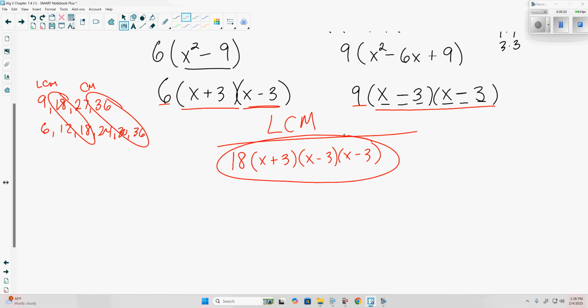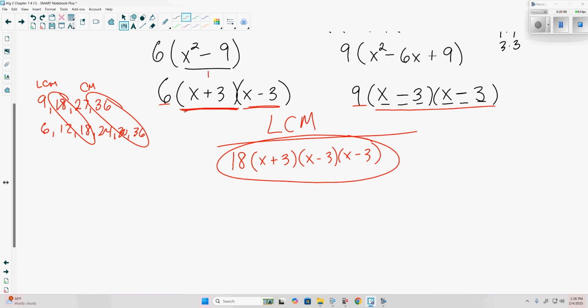Questions on how we got the 18? So 6 and 9, the first number that we can turn both 6 and 9 into. 18 is 18, 6, 12, 18. That's the first number we can turn them both into. Now x plus 3. The one on the left has how many of them? The one on the right has how many of those? So out of both, the most that it shows up in either one is what we need in the least common multiple.